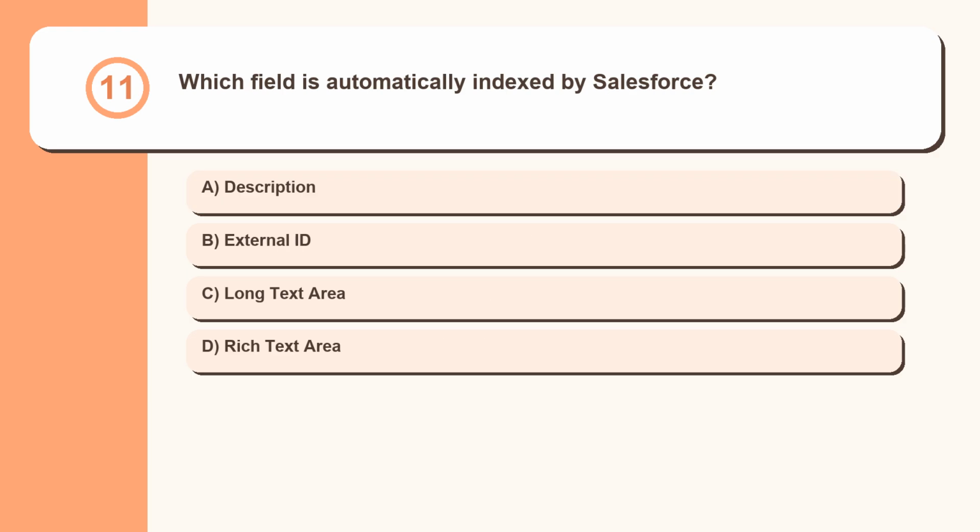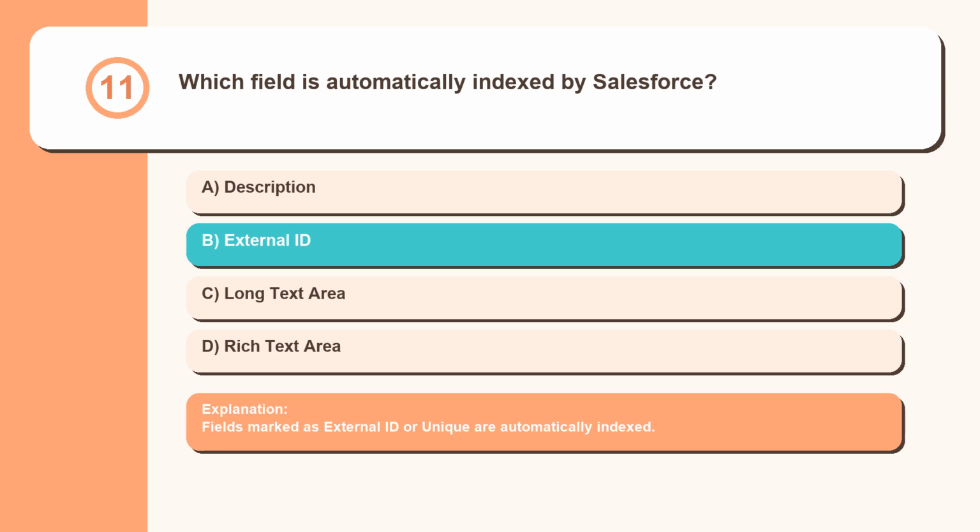Question 11. Which field is automatically indexed by Salesforce? Description, external ID, long text area, rich text area. Fields marked as external ID or unique are automatically indexed.